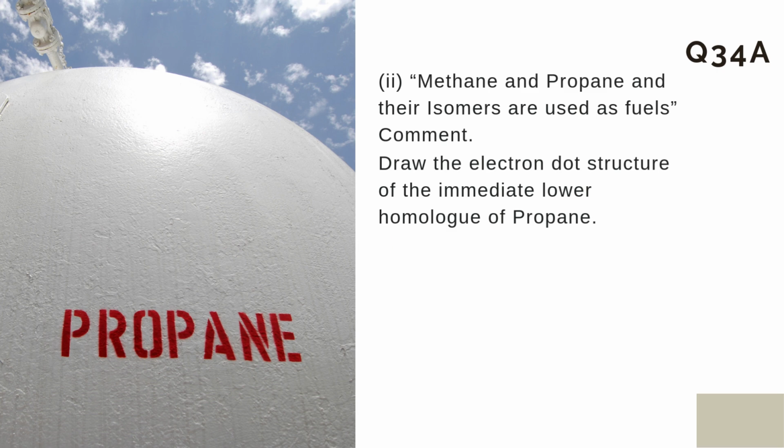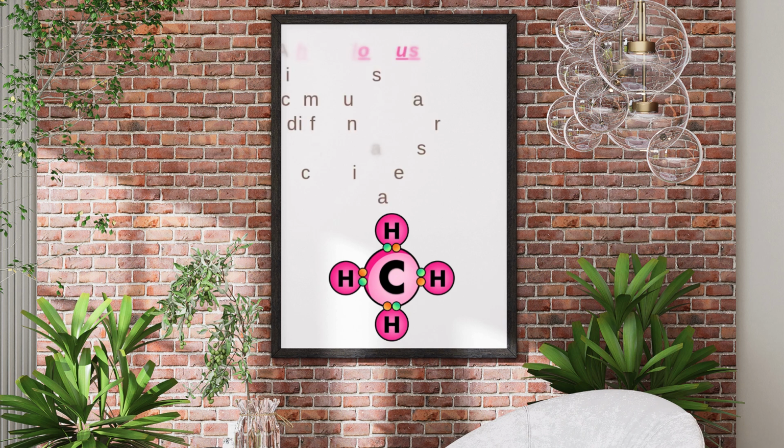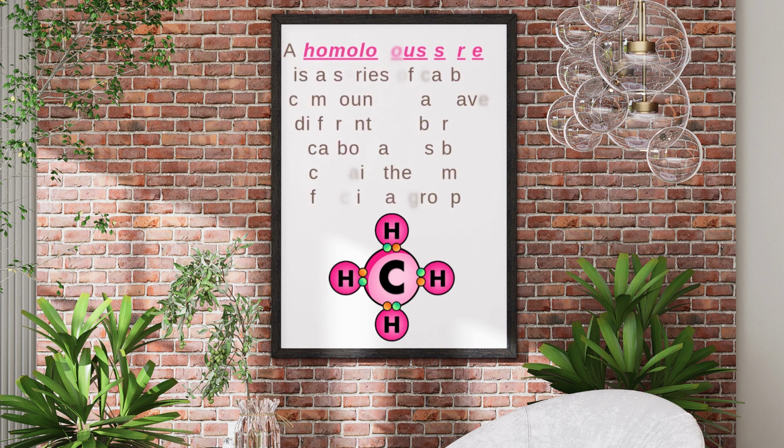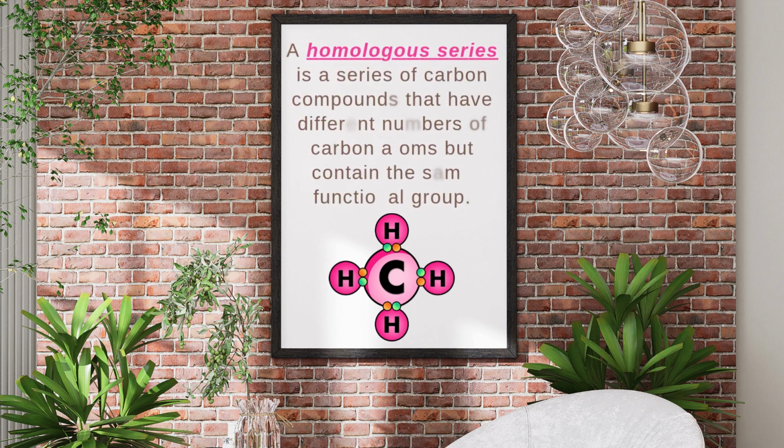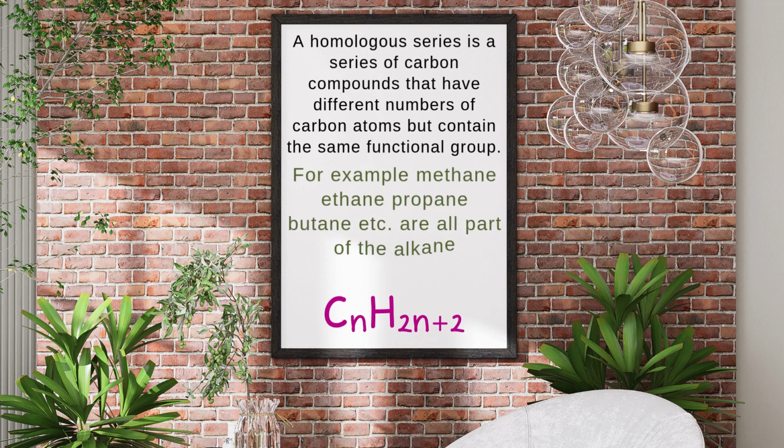And finally, two key characteristics of homologues within homologous series. Let's first get to know what a homologous series is. So, it is a series of carbon compounds that have different number of carbon atoms but contain the same functional group. For example, methane, ethane, propane, butane, etc. They are all parts of the alkane homologous series.